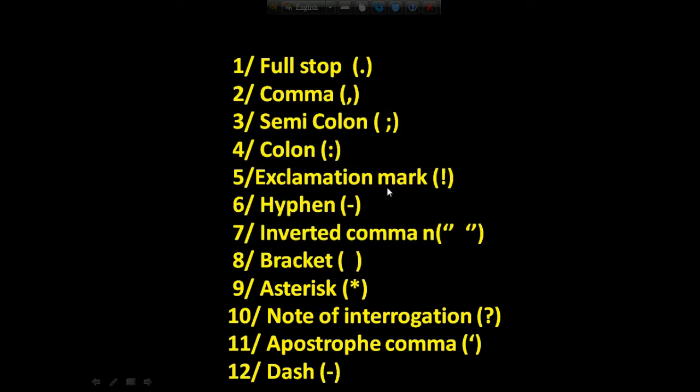Then exclamation mark. Number 6 will be the hyphen. Number 7 will be inverted comma, and inverted comma is very well known to us because as students of class 8 we use inverted commas in narration. Then bracket is used in right form of verbs. Okay, then asterisk and note of interrogation. Then number 11 apostrophe, and at last number 12 will be dash. Okay, so number 8 bracket and number 12 dash are almost the same.